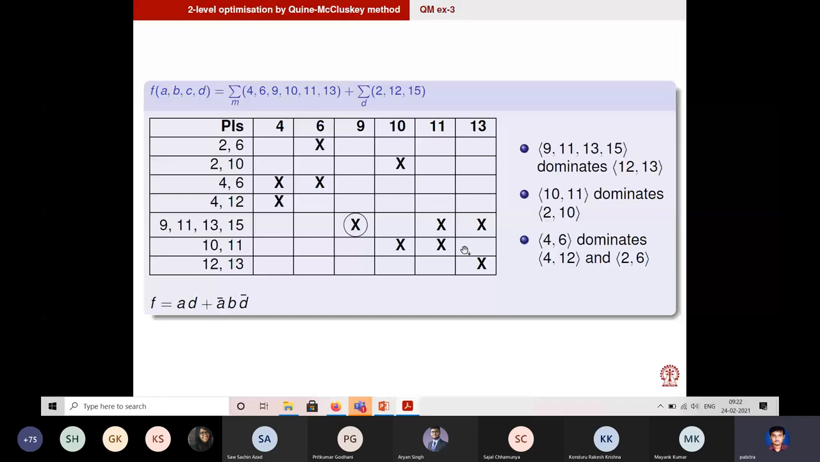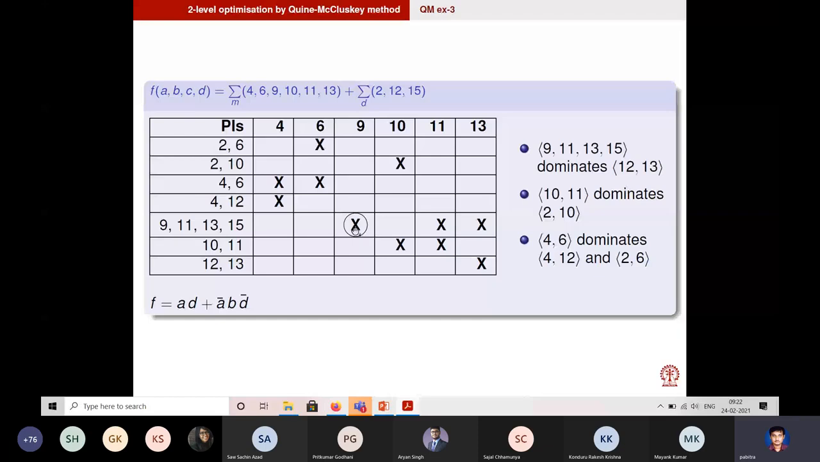Now let us see another reduction that you can do. One row is said to cover another row if, for example, let's see here 9, 11, 13, 15. What are the columns covered by it? 9, 11, 13, 15 cover 9, X, X, X. So these 3 X's are covered by prime implicant 9, 11, 13, 15.